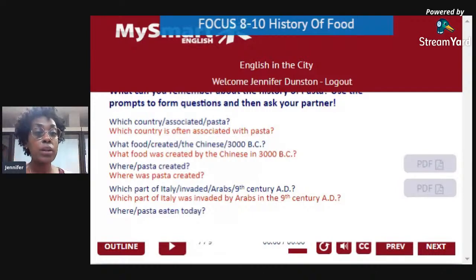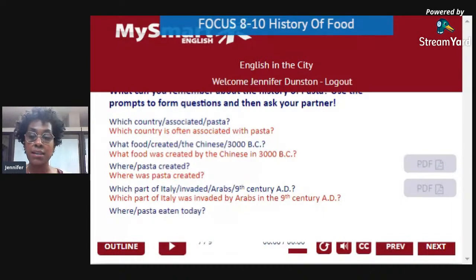If we wanted to make this an active sentence, what would we do? The Arabs invaded Sicily. So Sicily then becomes the object. The Arabs becomes the subject once again, and we have the Arabs invaded Sicily. In order to make it passive, the object becomes the subject. Sicily was invaded by the Arabs.